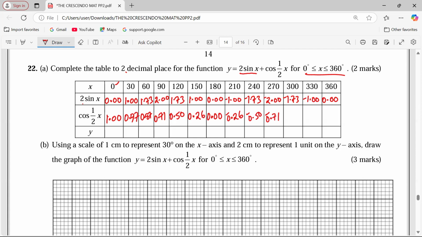Then we have cosine of 150, which is equivalent to negative 0.87. Then the half of 330 is exactly 165. So cosine of 165 will be negative 0.97. Then finally, we are talking about the cosine of 180, which is negative 1.00. Sorry for that. Half of 360 is 180, so cosine of 180 is negative 1.00. Write it very keenly.